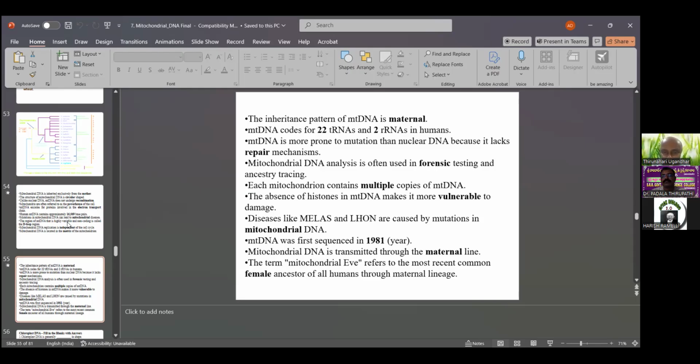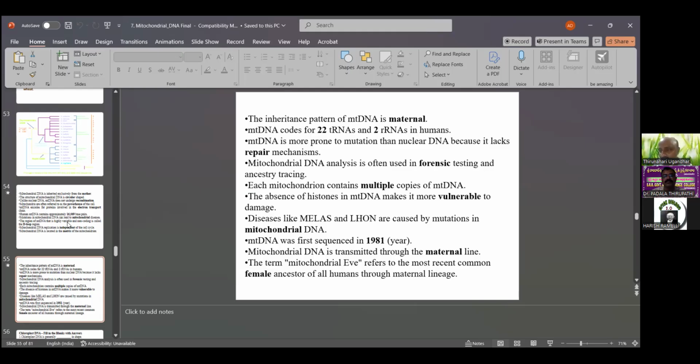Each mitochondria contains multiple copies of mtDNA. The absence of histones in mtDNA makes it more vulnerable to damage. Diseases like MELAS and LHON are caused by mutation in mitochondrial DNA.